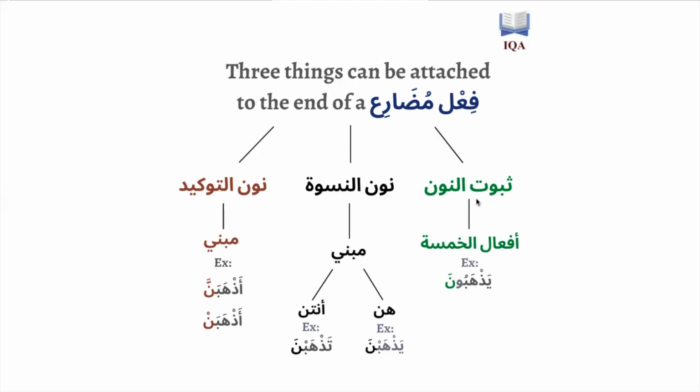Thubut an-nun is a noon that comes at the end of al-af'al al-khamsa. It's a noon that comes at the end of the five verbs, and we're going to explain what these are later on. But pretty much the noon that comes at the end of yadhhabuna, tadhhabuna, tadhhabani, yadhhabani, and tadhhabina. This noon that comes at the end of those five verbs, those verbs that are conjugated with those five pronouns, will not be marfu' with a dhamma. But again, inshallah, this will make more sense. We're going to explain what af'al al-khamsa is in the coming videos.